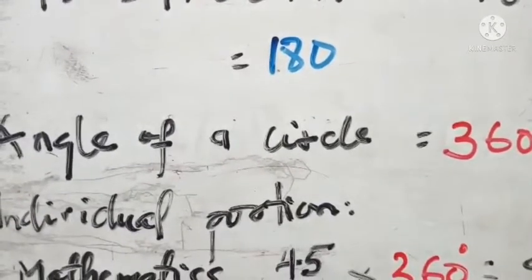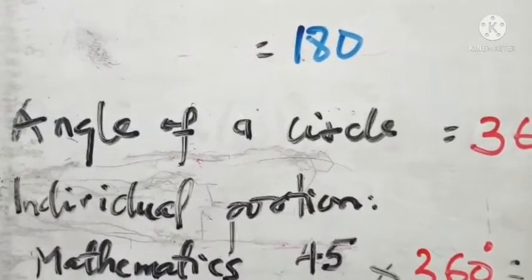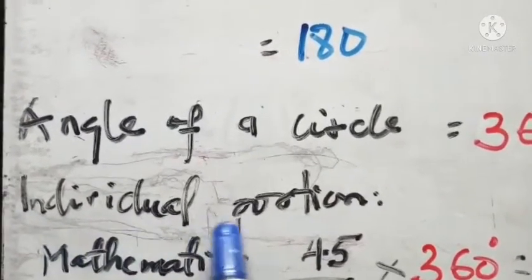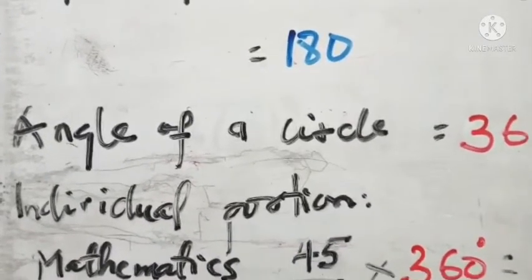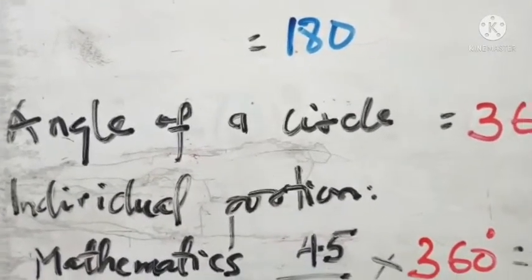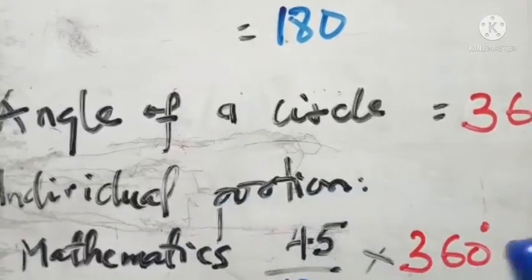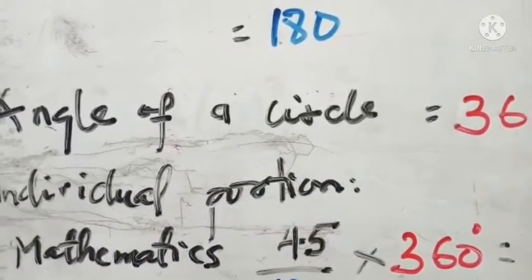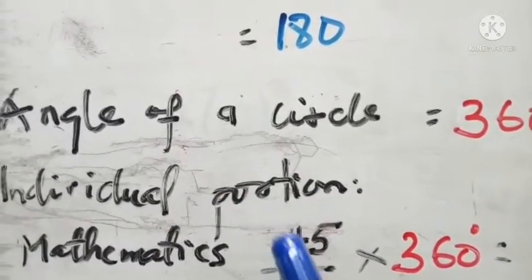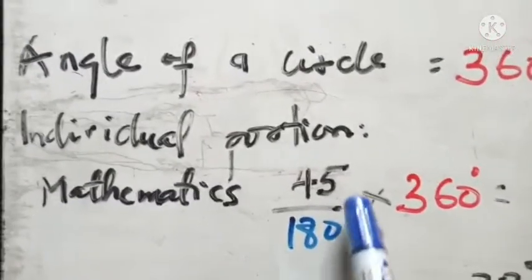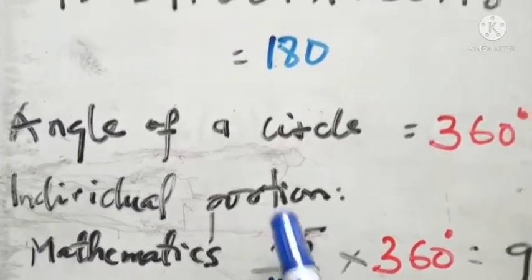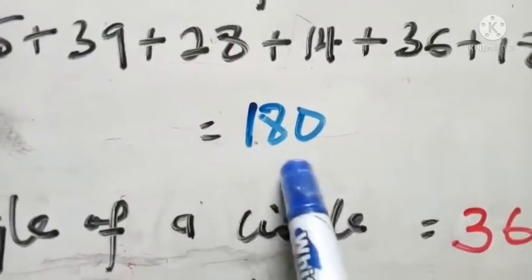Now the next one is, what are the portions of the individual? What I mean by the individual portion here is, what would be the size of the pizza that the mathematics students have to take? What would be the size of this pizza that the physics students have to take away? Is that okay? That is what you have to calculate. So in calculating that, we know that in all, they are 180.